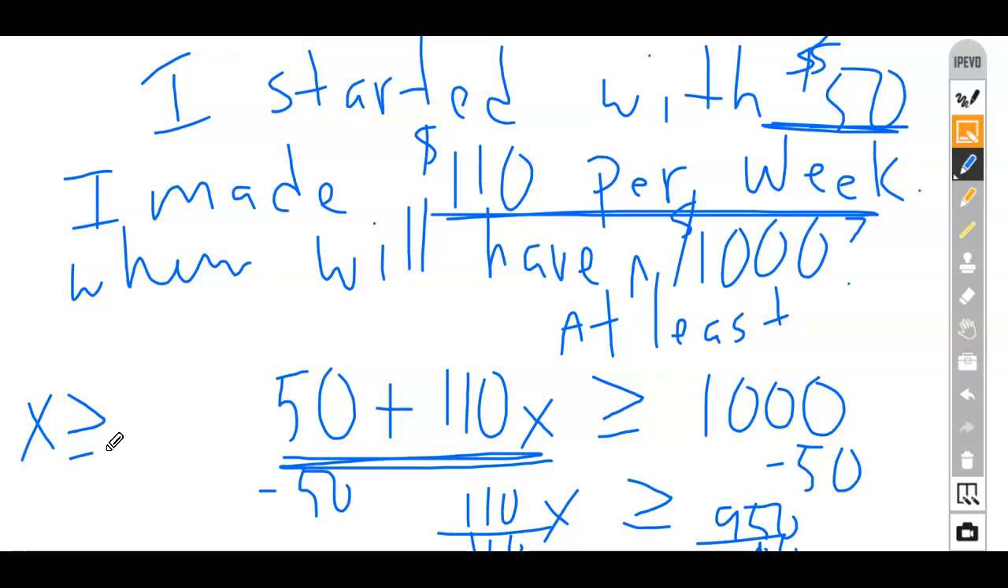What's 950 divided by 110? Somebody? You just punched it in your calculator. What is it? Come here. 8.6. All right. So what does this mean? How many weeks will it take me to have the $1,000?